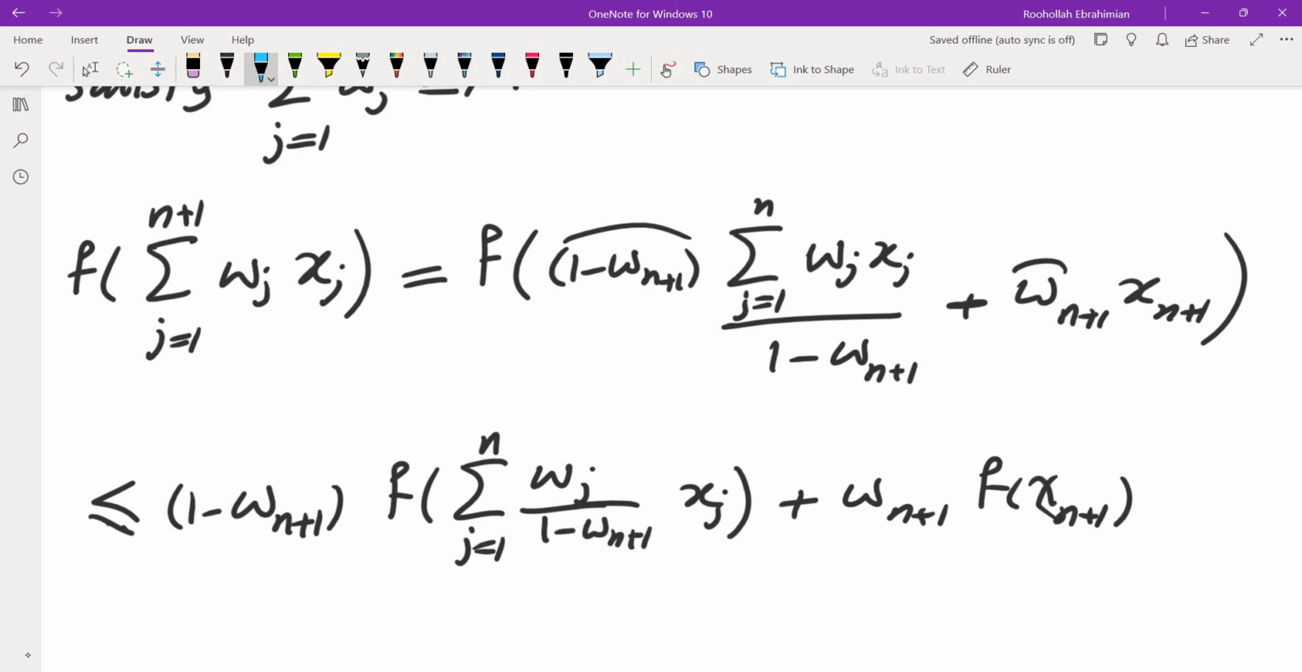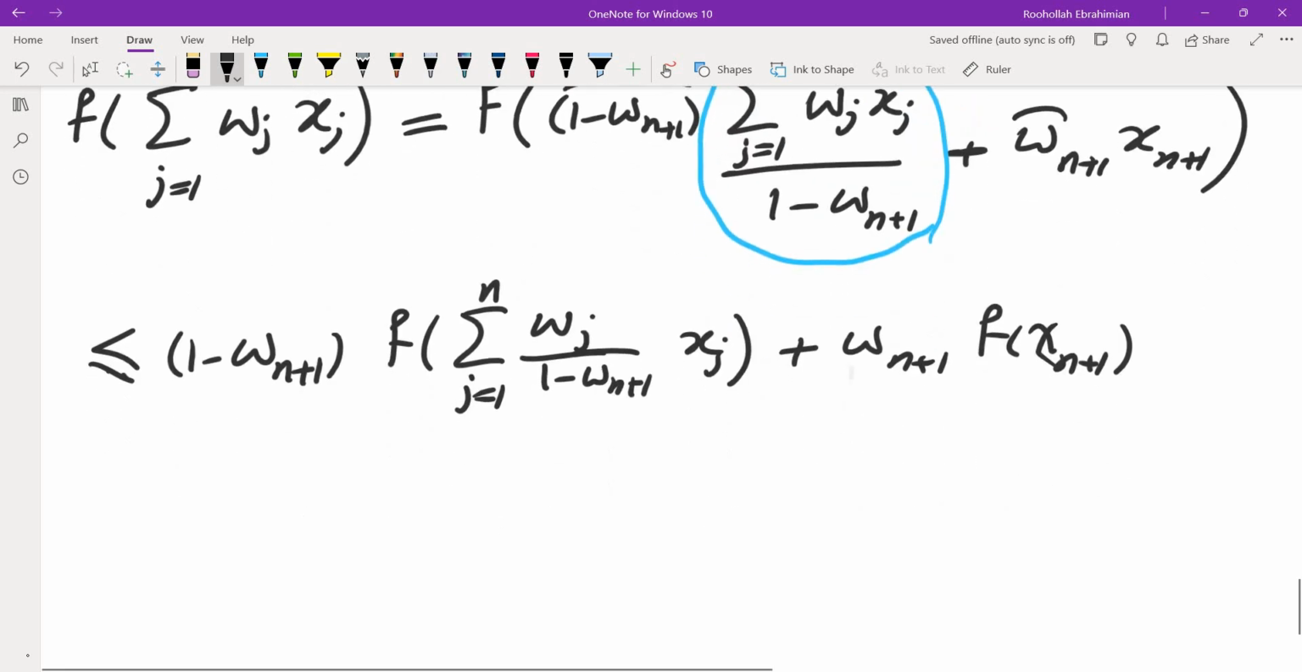Notice that this quantity still belongs to I. That's not very difficult to see, because this quantity is between the smallest xj and the largest xj. The reason is that the sum of wj, j equals 1 to n, is the same as 1 minus wn plus 1. So this is the assumption, since f is convex.